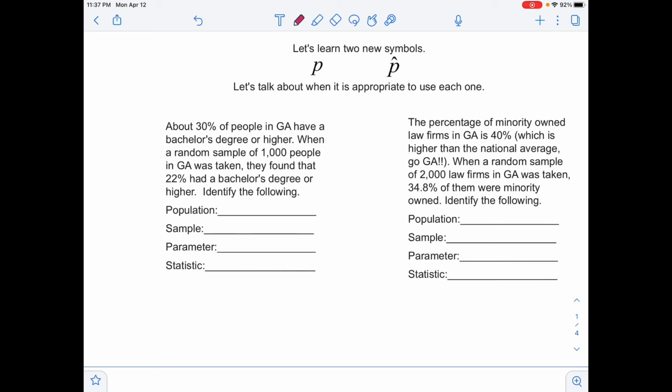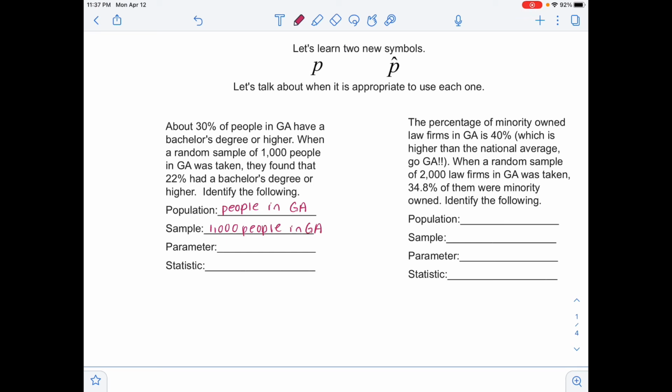On the left, it says about 30% of people in Georgia have a bachelor's degree or higher. When a random sample of 1,000 people in Georgia was taken, they found that 22% had a bachelor's degree or higher. Identify the following. Notice this problem talks about people in Georgia. That is our population. The sample that we took was only 1,000 people. So randomly 1,000 people were selected in Georgia.